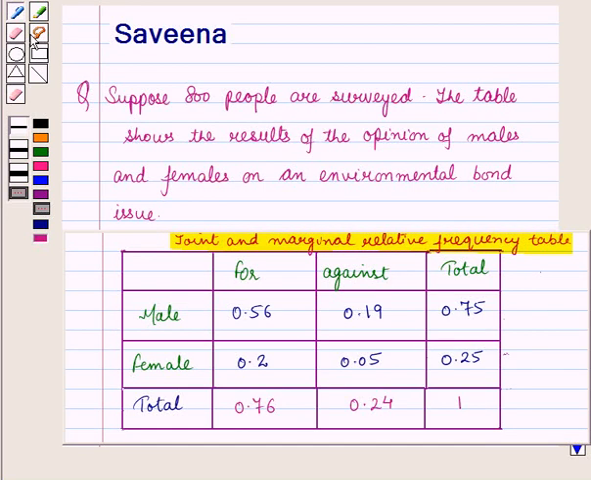In this session, we will discuss a question which says that suppose 800 people are surveyed. The table shows the results of the opinion of males and females on an environmental bond issue. And here we are given the joint and marginal relative frequency table.